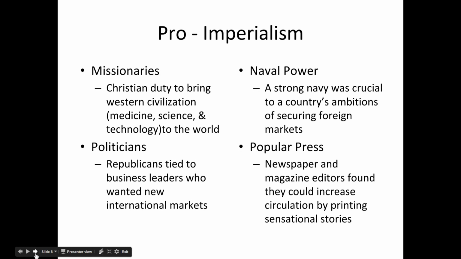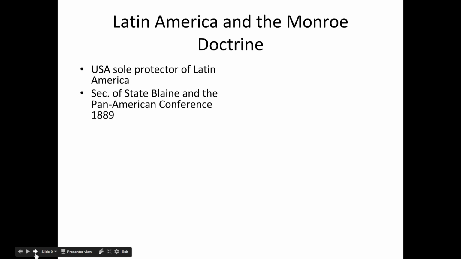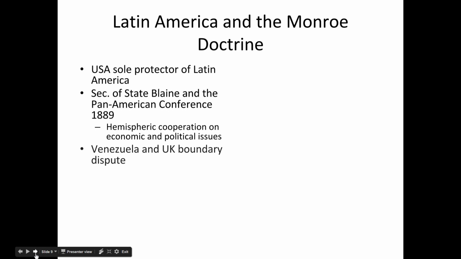So literally they were sensationalizing events and painting a picture for the American public that the conflict was far worse than it actually was. So the U.S. becomes the sole protector, as of the Monroe Doctrine, of Latin America, and it's expanded when Secretary of State Blaine in the 1880s meets in a Pan-American conference and essentially promises Latin American leaders that we would cooperate on economic and political issues with them.